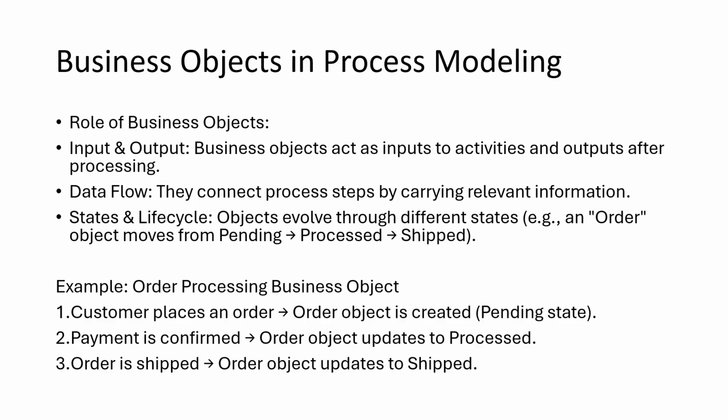An example of an order processing business object. Customer places an order. Order object is created, which is in pending state. Payment is confirmed. Order object updates to processed. Order is shipped. Then order object updates to shipped.